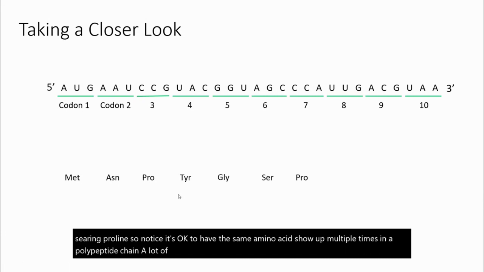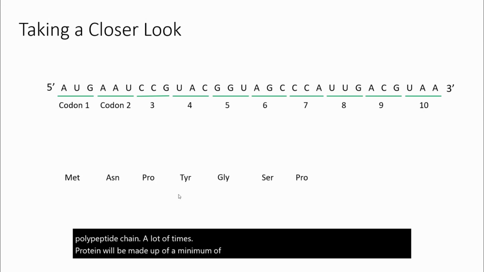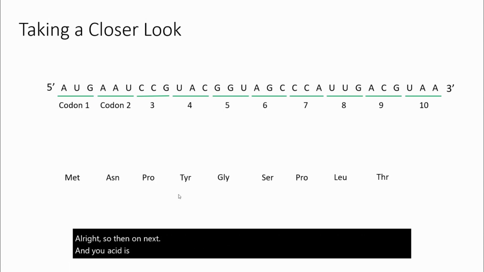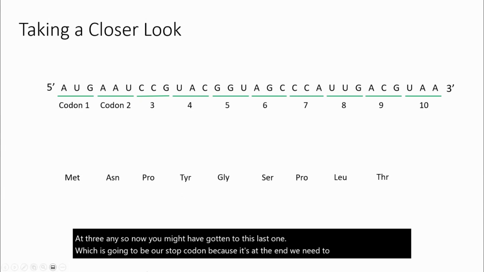A lot of times, a protein will be made up of a minimum of 500 amino acids, and there's actually only 20 amino acids that exist. So there is going to be a lot of repetition of amino acids in a given protein. All right, so then our next amino acid is leucine, and then threonine. So now you might have gotten to this last one, which is going to be our stop codon, because it's at the end. We need to stop translation.